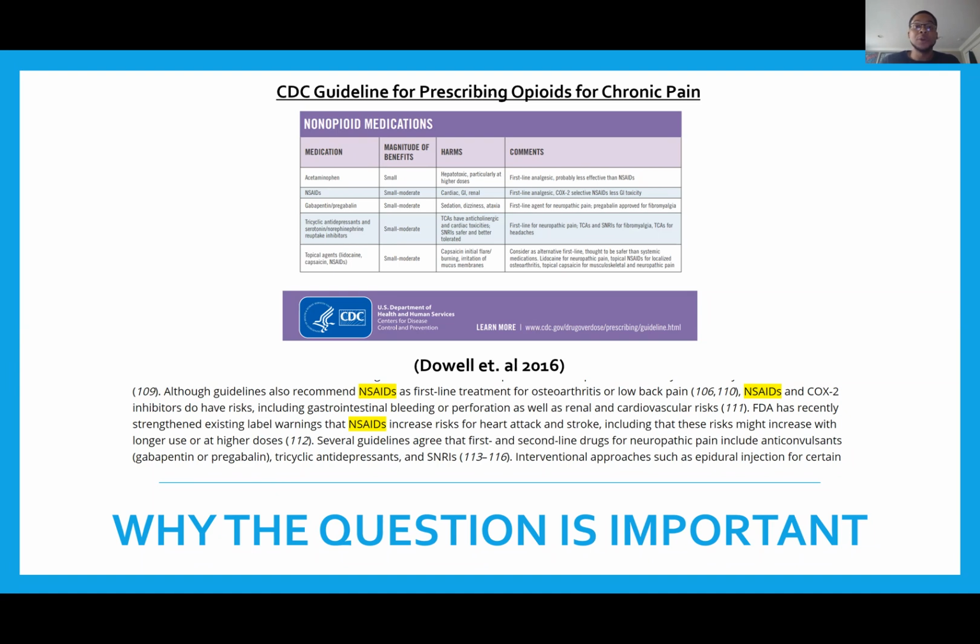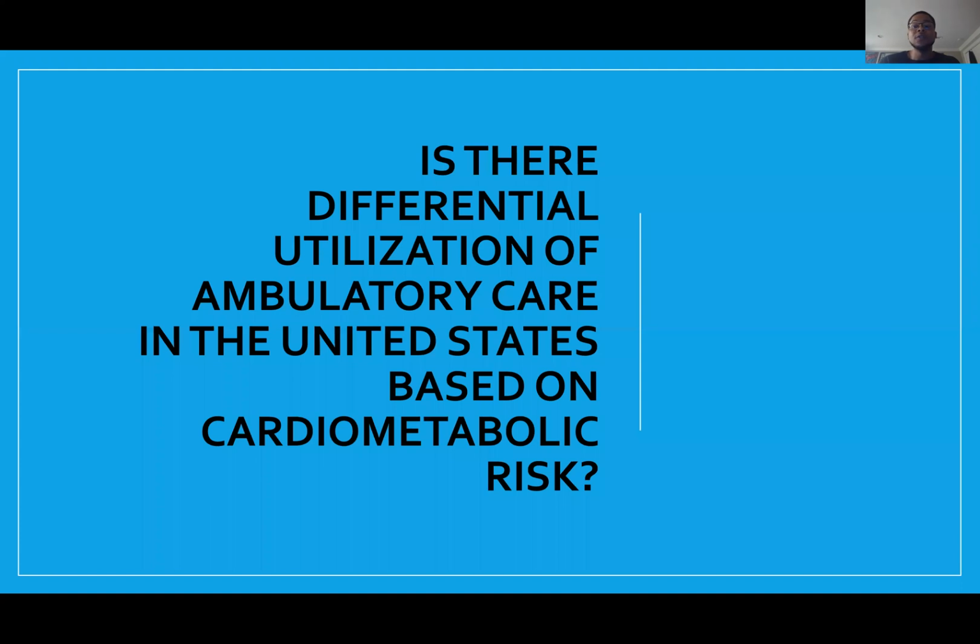And I felt like it was important to understand what is going on in the process of prescribing behaviors when looking at these different prescriptions. And for people at risk, especially those with cardiovascular and renal events, what is going into the minds and the factors at play to understand who is getting these medications and when. So that brings me to my main question for my research overall across all my different aims: is there any differential utilization of ambulatory care in the United States based off of cardiometabolic risk?